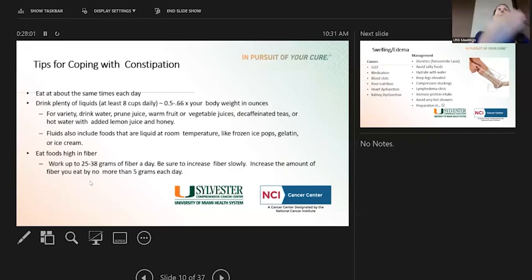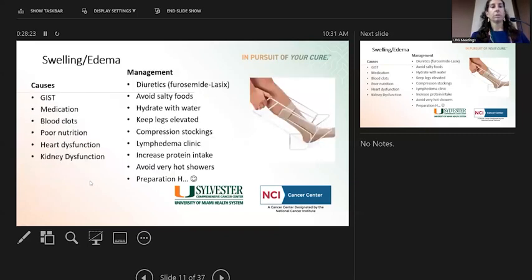Try to at least get a liter in before noon, even 1 or 2 o'clock, and then try to finish up your water by 4 or 5 o'clock. Otherwise, you're up all night. Also, you want to make sure you're having enough fiber, but not too much fiber. So it's a delicate balance. Other things that can help, prune juice and things, but water is key.